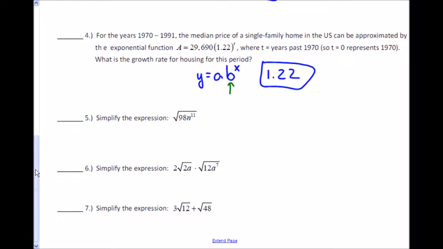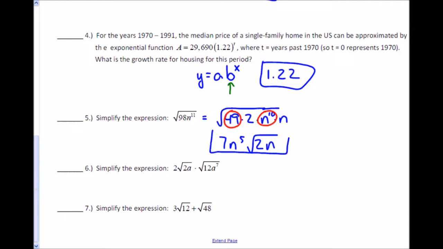Number 5, it says to simplify the expression. Remember, we're looking for perfect squares that divide evenly into this. So 98 I can break down into 49 times 2. N to the 11th, remember, for exponents, to be a perfect square, it just has to be an even exponent, an exponent that's divisible by 2. So I'm going to break it into n to the 10th times n. And now I'm just going to take the square root. The square root of 49 is a 7. It goes to the outside as a changed number on the outside. The square root of n to the 10th is n to the 5th. It's a changed variable on the outside. And now underneath my radical, I've still got a 2 and an n left underneath there.